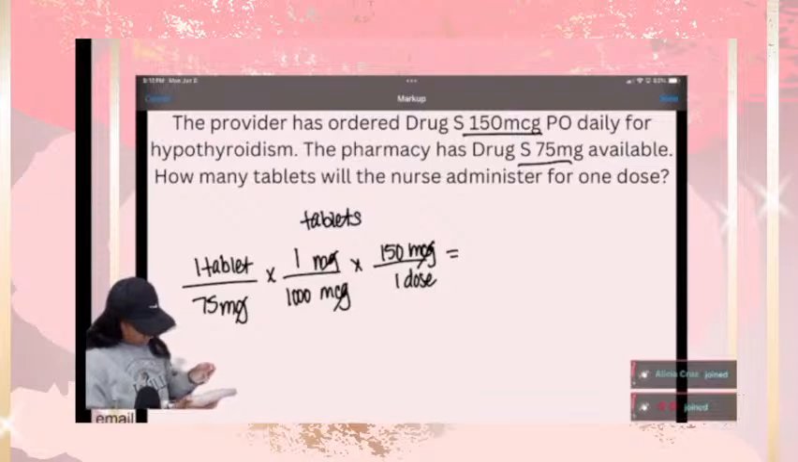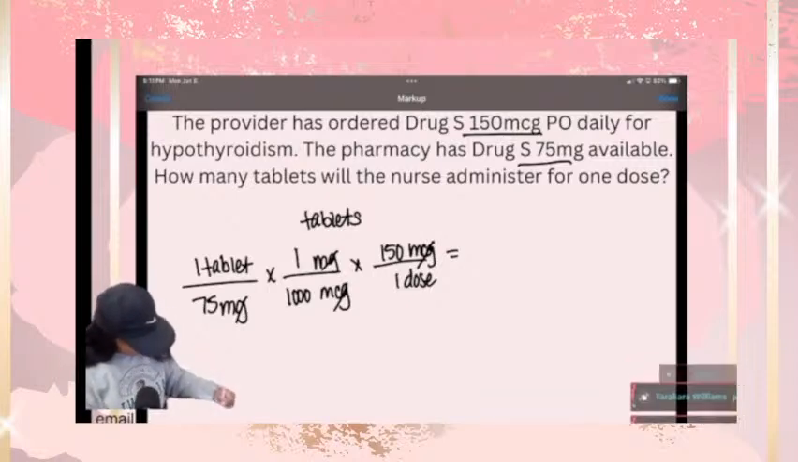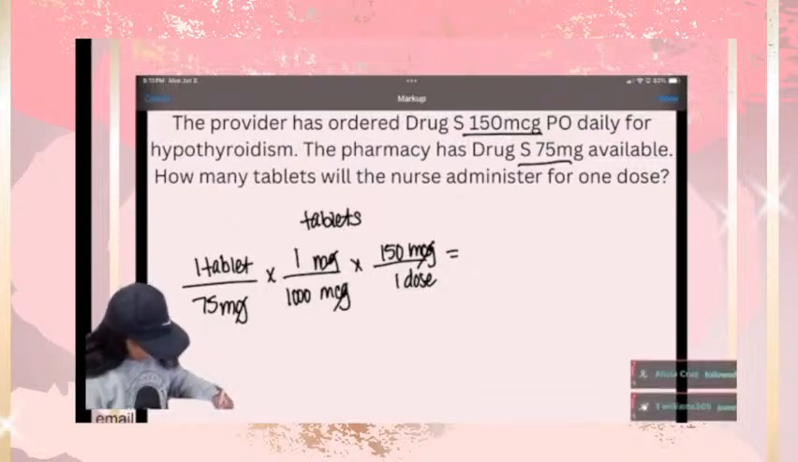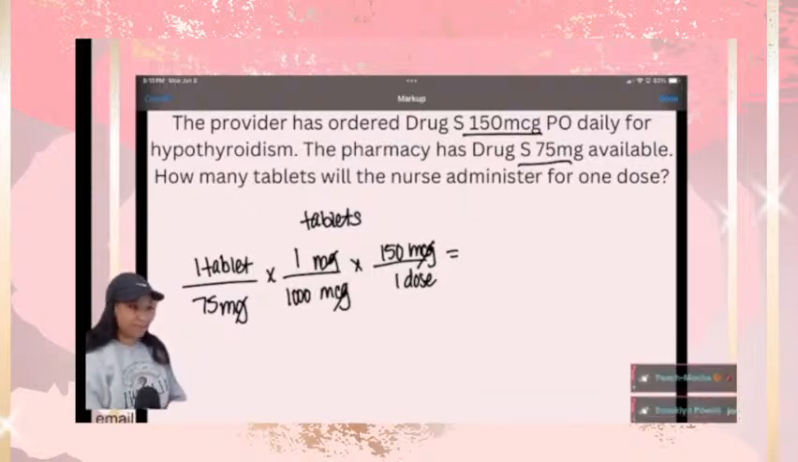So 150 divided by 75 divided by 1,000. Yeah, it was supposed to be backwards. My bad. So if we had 150 milligram tablets, it's supposed to be 75 microgram tablets. My bad. I'm sorry. All right. But yeah, that's how you do that one.